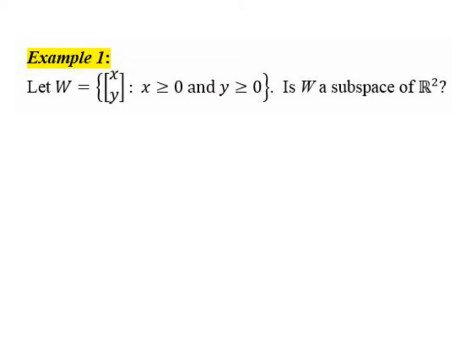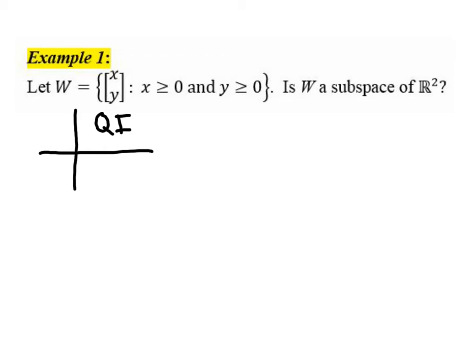If you're picturing this in the xy plane, the x and y coordinates are both greater than or equal to 0, so we're either on the positive x-axis, on the positive y-axis, if one of those entries is 0, or else we're in quadrant 1. So that's a way, if you like, to visualize these things.